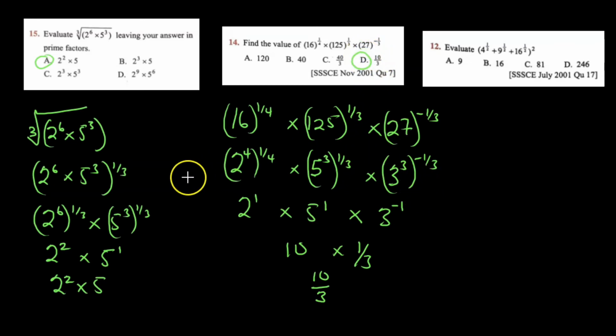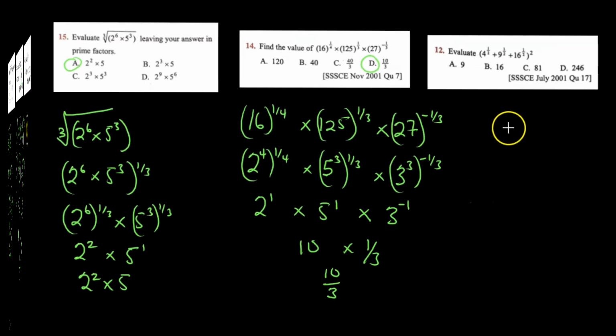So far, so good. You can see that we are applying all the laws of indices as well as some of the properties. For instance, we had 2 to the power 1 is the same as 2, 5 to the power 1 is the same as 5. And then the property of the negative exponent, we are also using that as well.